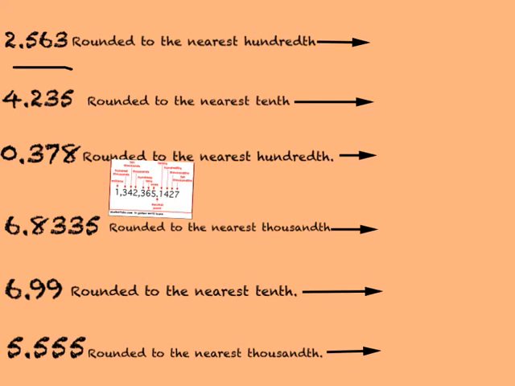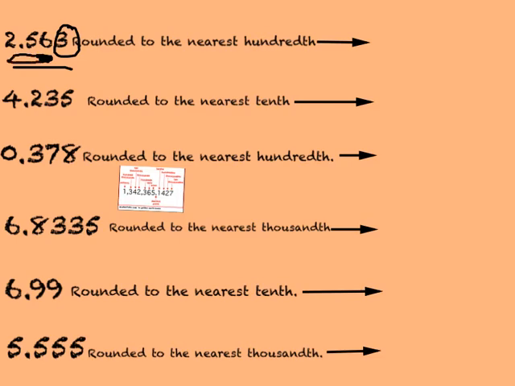So here I go rounding. To round to the nearest hundredth, I'm going to underline the hundredth place. And then I'm going to look at the number right next to it. That number is a 3. Remember, when we're rounding, if the number is 5 or more, we're going to round up. But if it's 4 or less, it doesn't quite make the cut, and we're going to have to round down. So we're going to have to round this down to just 2.56. Let's try the next one.